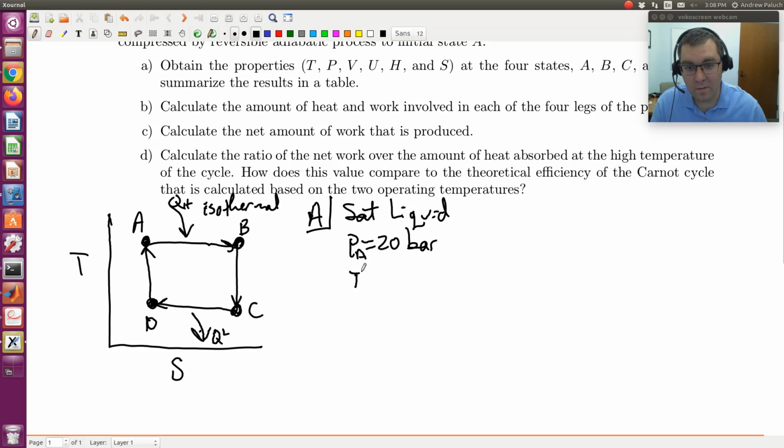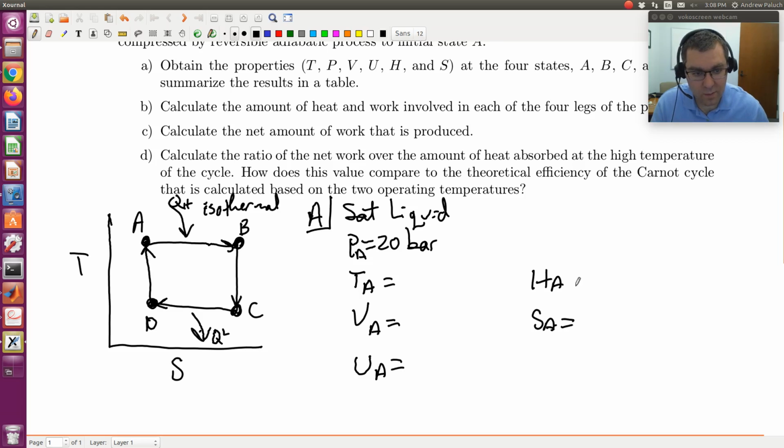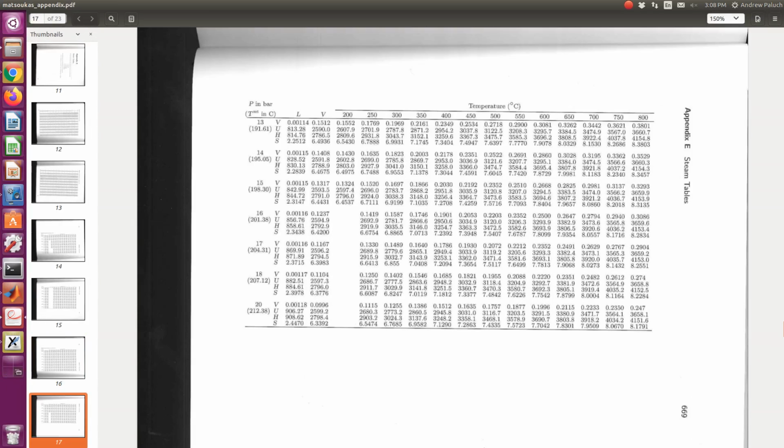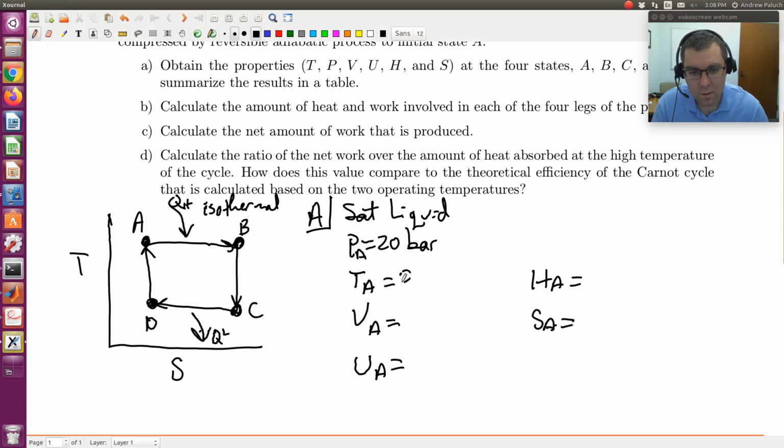From that, I'm going to get TA, I have P, then I need VA, UA, HA, and SA. Let's go to our superheated steam tables at 20 bar and see what we have. I'm going to find 20 bars. We're told we have a saturated liquid, so I'm going to write down the properties of my saturated liquid, where this is my saturation temperature: 212.38 degrees C.